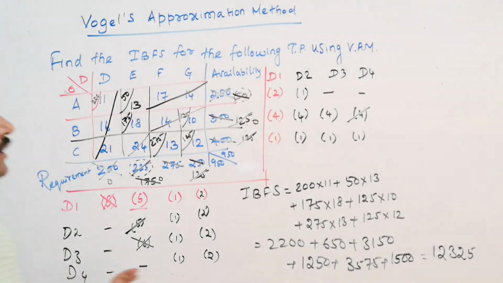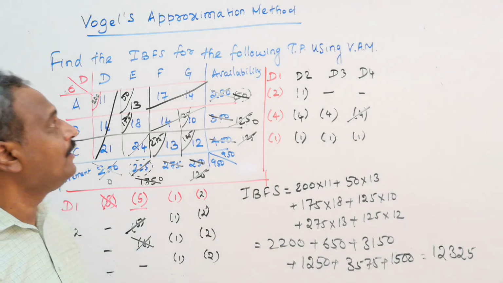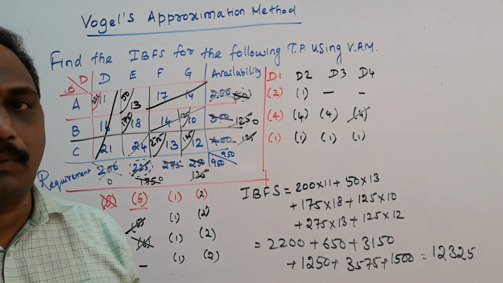This is how we are going to find the IBFS, initial basic feasible solution, using Vogel's approximation.